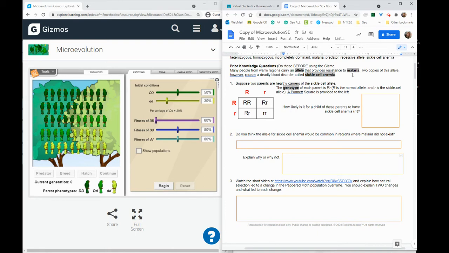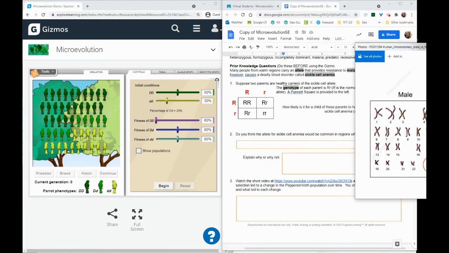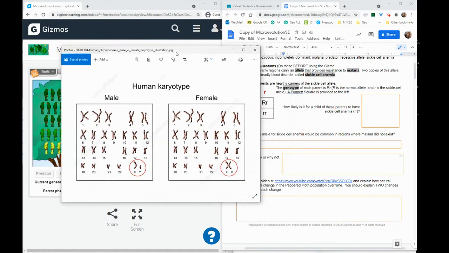The resistance to malaria doesn't mean that they didn't get malaria, but they were much less likely to die from it. They were much less likely to have a severe case of it. Now, just a reminder, what is an allele? An allele is a form of a gene.